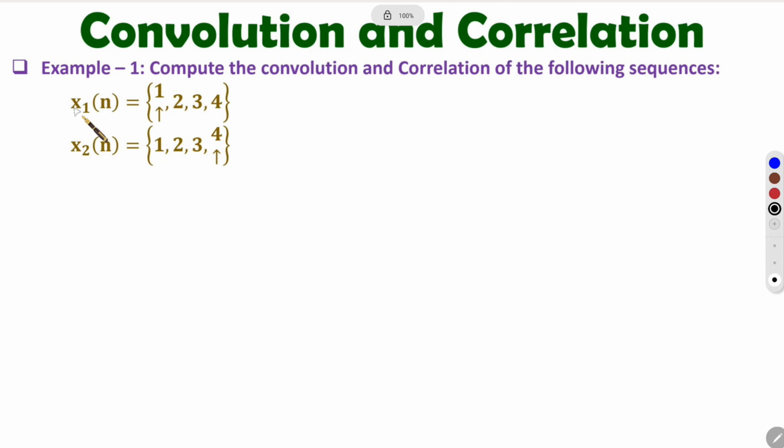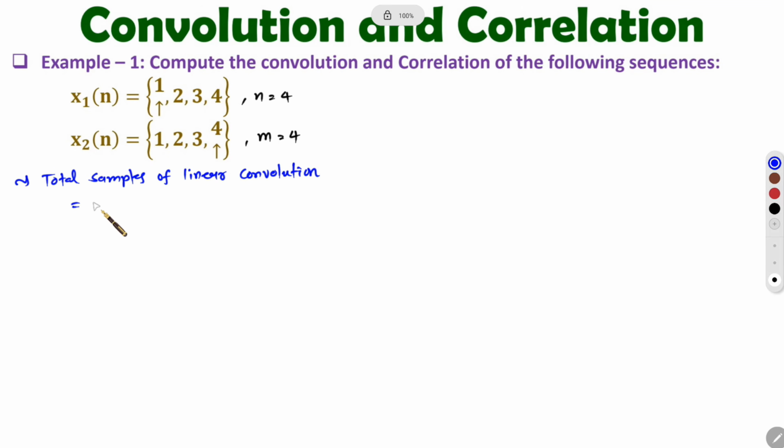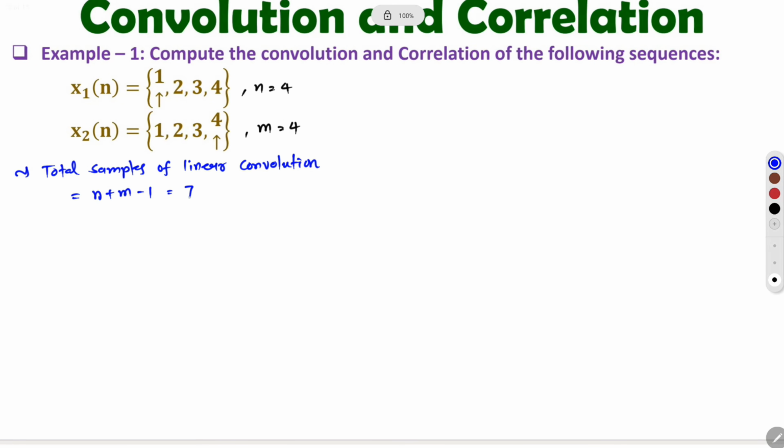If you observe x1 of n, it has in total 4 elements, so small n equals 4. And with x2 of n, we also have 4 elements, so small m equals 4. If you talk about linear convolution, then total samples will be small n plus small m minus 1. So 4 plus 4 minus 1, that will be 7. Now I will identify the magnitude of the 7 elements.